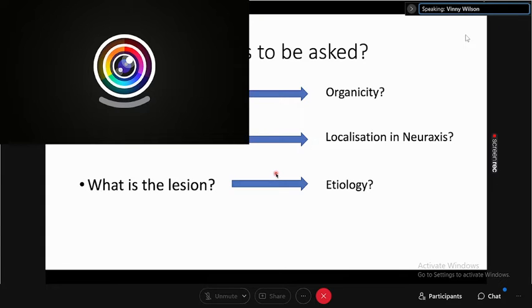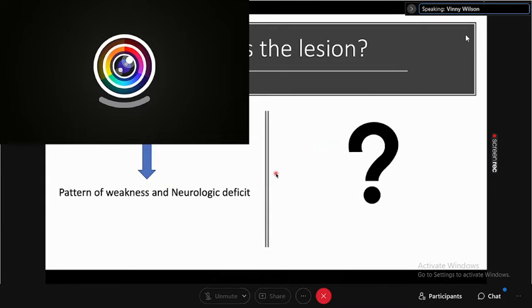I want to address the first question, is there a lesion, towards the latter half of the presentation. So we will start with the question as to where is the lesion. Now to understand where is the lesion, that is the localization in the neuraxis, you have to be observant as to what the patient is telling you, and even by examination, what is the pattern that the examination is eliciting in terms of the weakness and the neurological deficit. It is through this pattern that you can pinpoint where the localization in the neuraxis is.